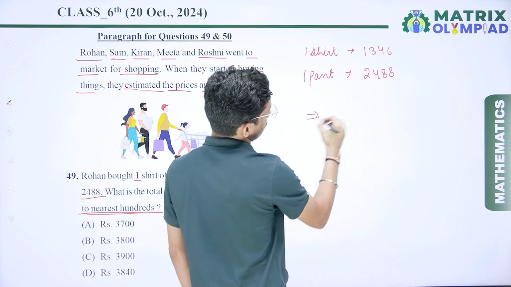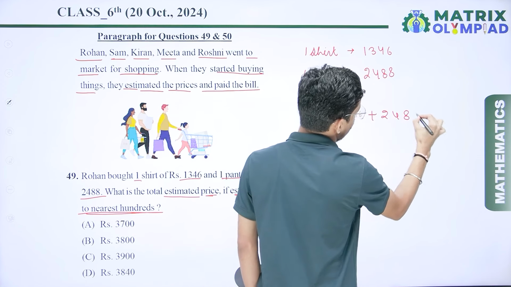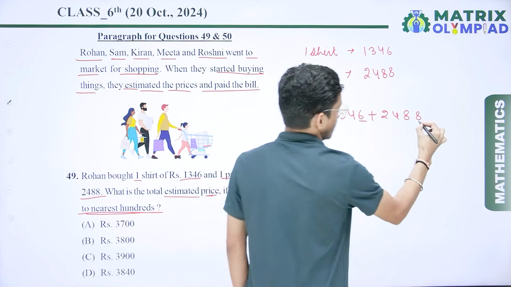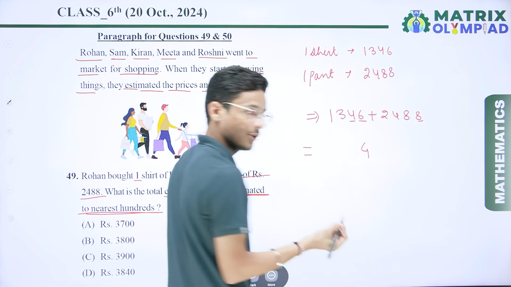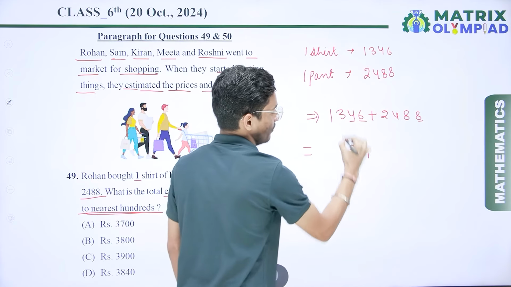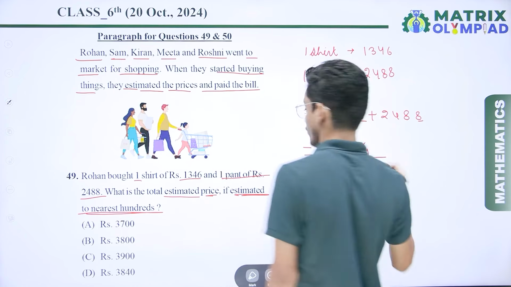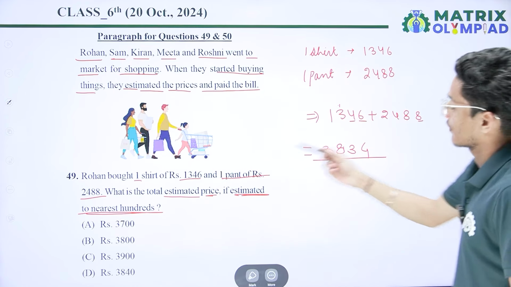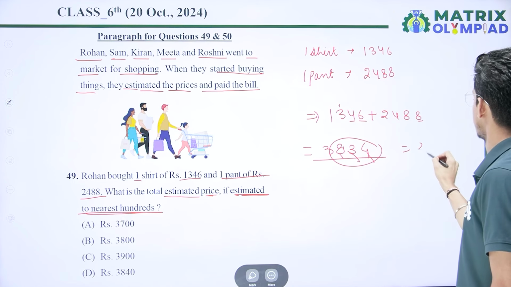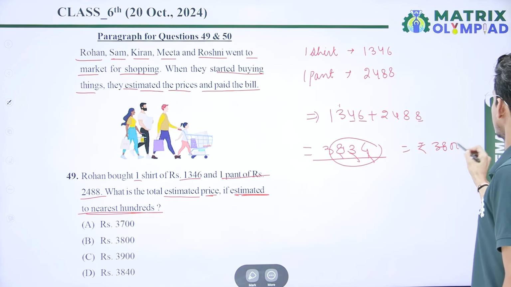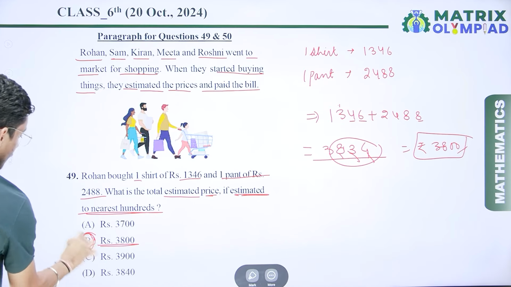So if I add this, I get 1346 plus 2488. First 6 and 8 is 14, carry 1. 8 and 4 is 12, 12 plus 1 is 13. Again we carry 1. 3 and 1 is 4, 4 and 4 is 8, and 2 and 1 is 3. So we have to find the estimate to the nearest 100, so in hundreds we can say that the amount in rupees is 3800. So 3800, option B is the correct answer.